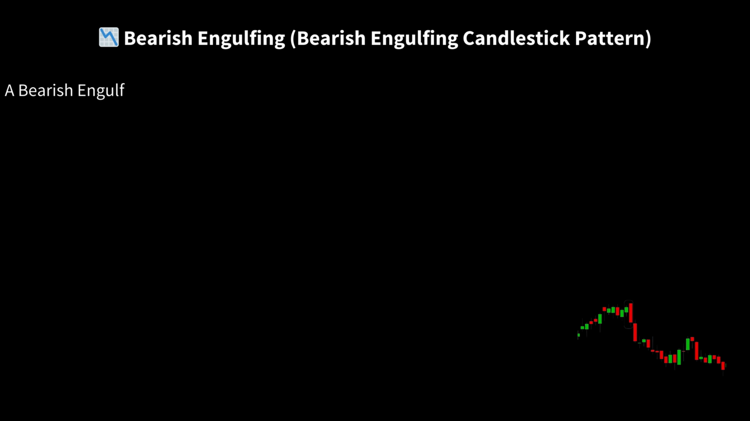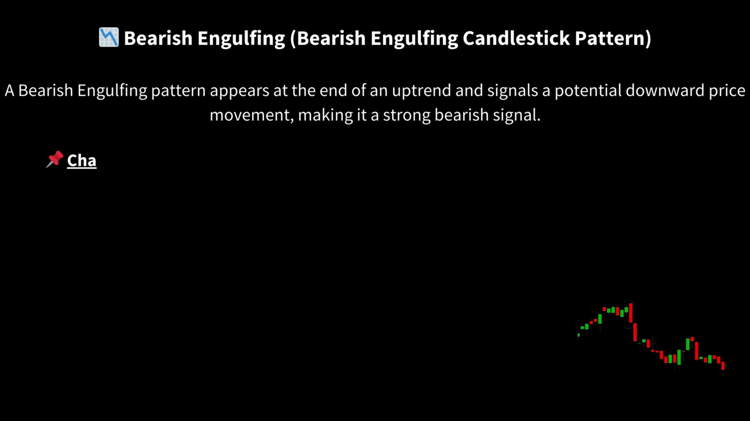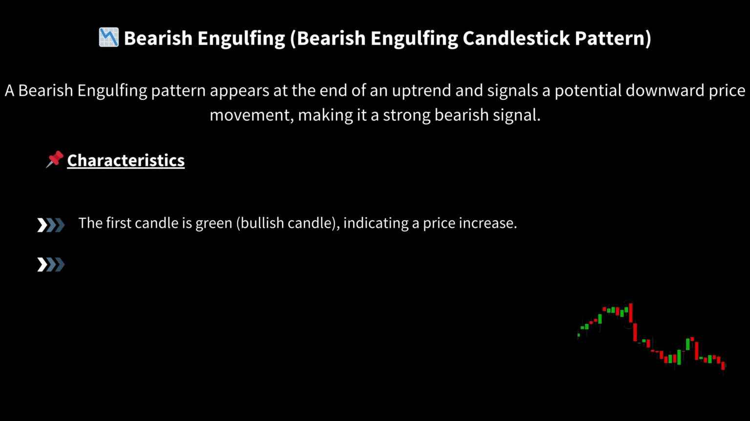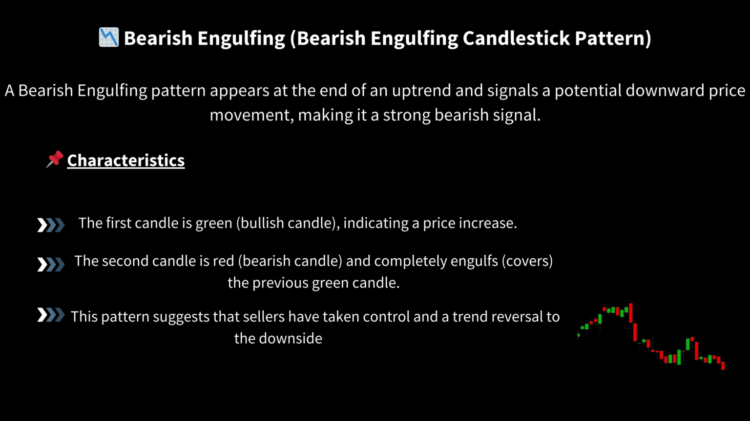Bearish engulfing candlestick pattern. A bearish engulfing pattern appears at the end of an uptrend and signals a potential downward price movement, making it a strong bearish signal. Characteristics: the first candle is green, bullish candle, indicating a price increase. The second candle is red, bearish candle, and completely engulfs, covers, the previous green candle. This pattern suggests that sellers have taken control and a trend reversal to the downside may occur.